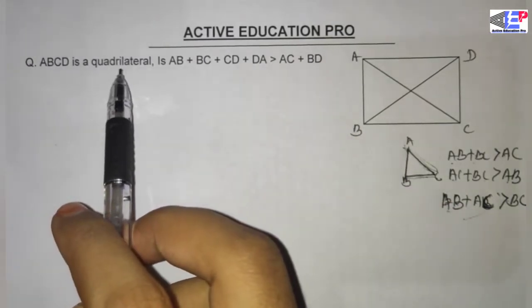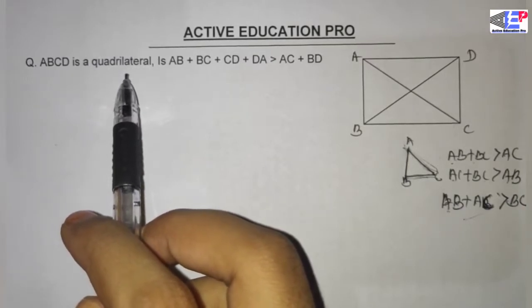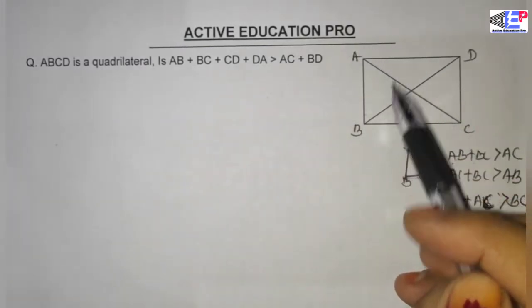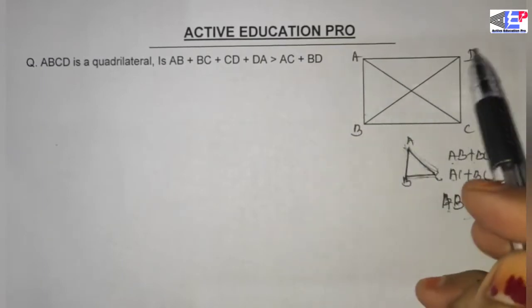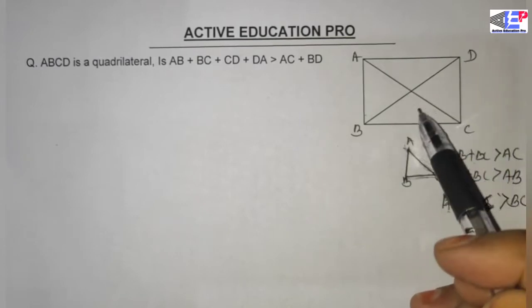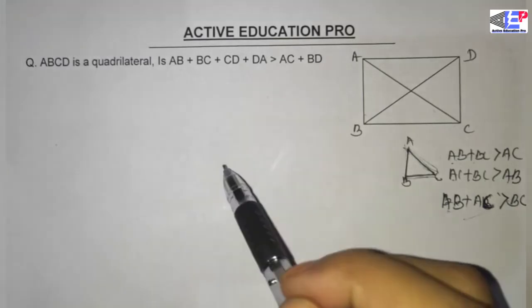You know what a quadrilateral is? A quadrilateral is a closed geometrical figure consisting of four sides. So AB, BC, CD, AD are the four sides of this quadrilateral, and there are two diagonals, AC and BD. So now you have to prove AB plus BC plus CD plus DA greater than AC plus BD.